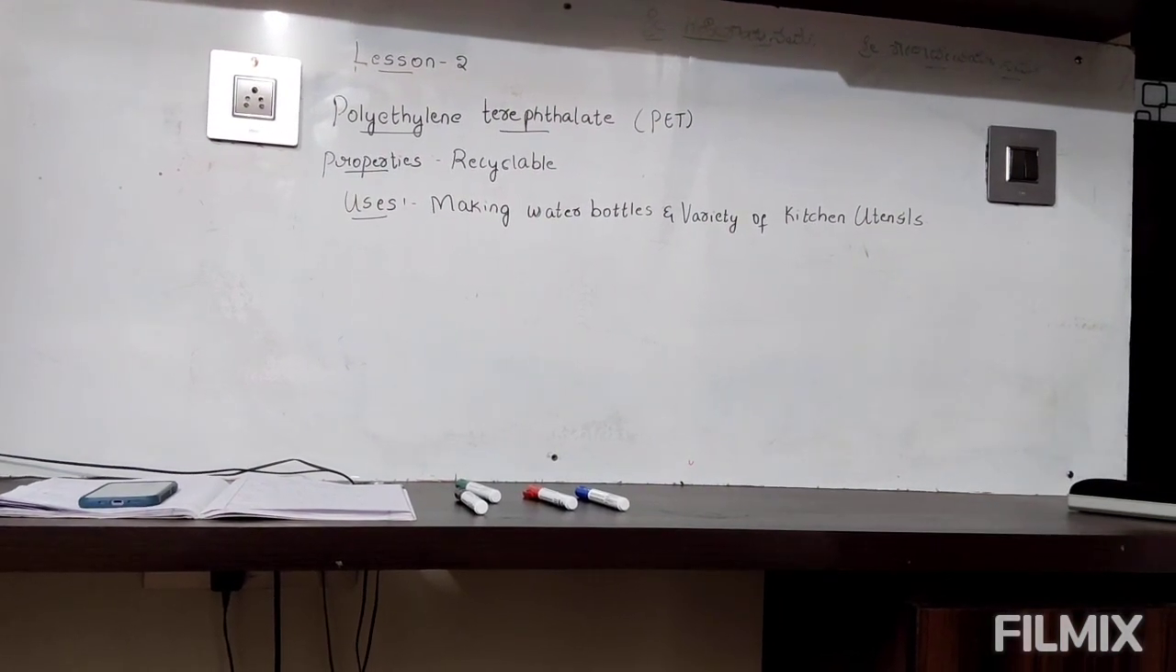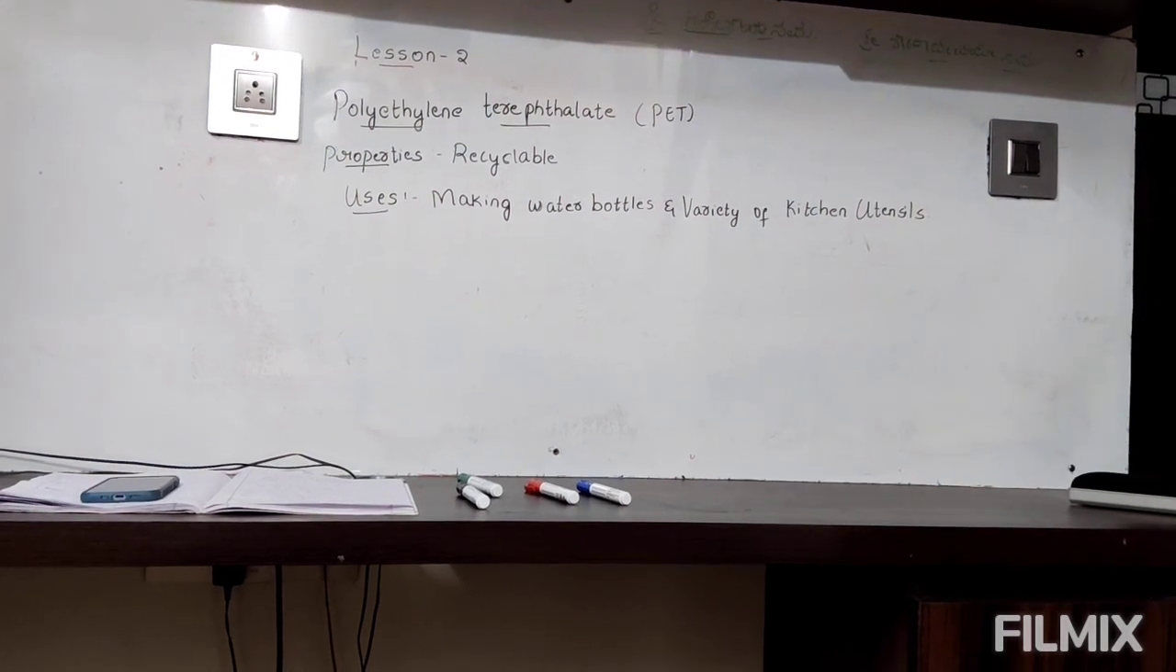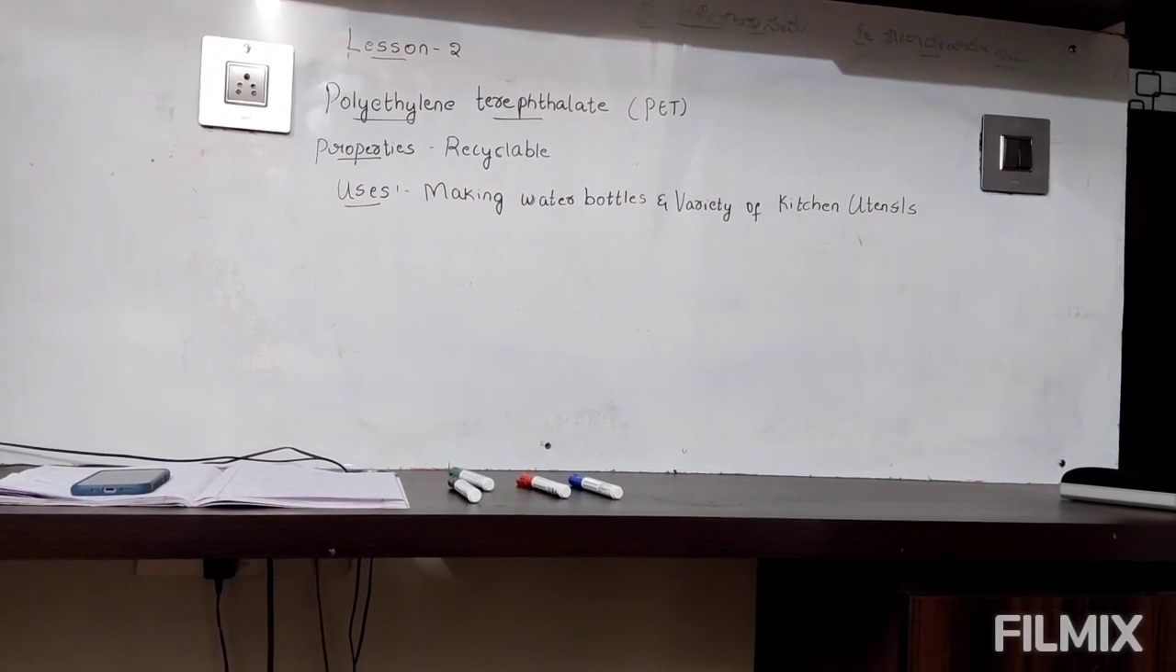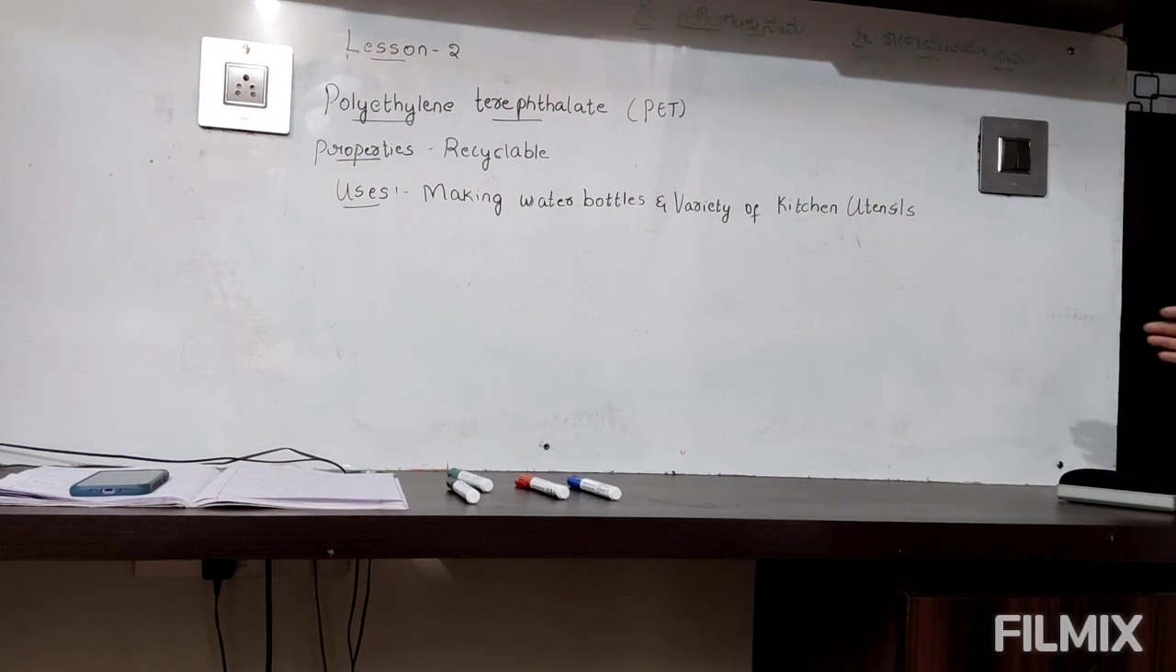Understood? Uses. It is used in making water bottles and a variety of kitchen utensils. Here are the figures.